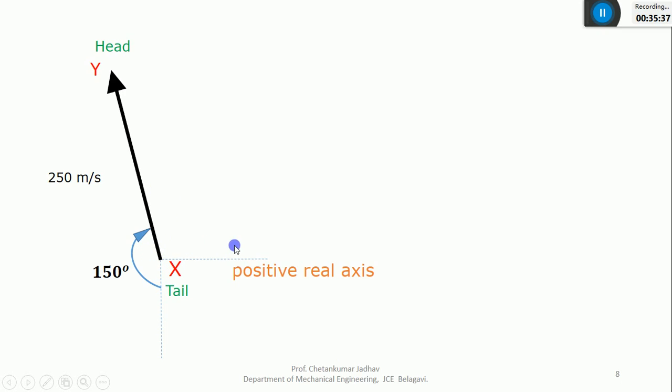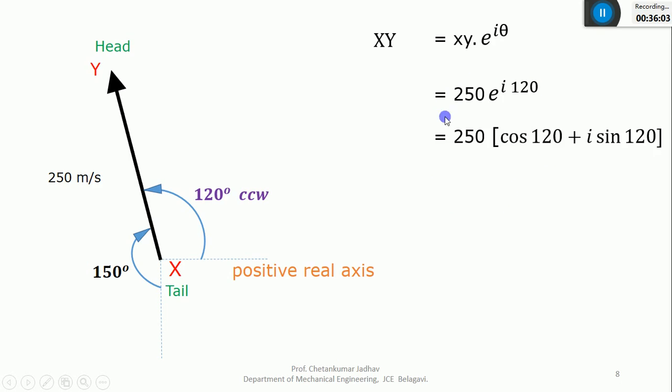Anyone please try? Correct. What is this angle? 120, right? Correct. So this angle I need to find out, that is 120 in counterclockwise. Now what is the equation you got? Last equation. R into e raised to I theta. R is 250. 250 into e raised to I 120. Correct? Whether you got the same answer?